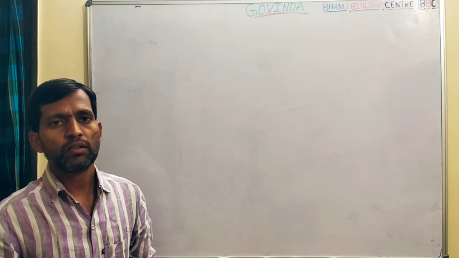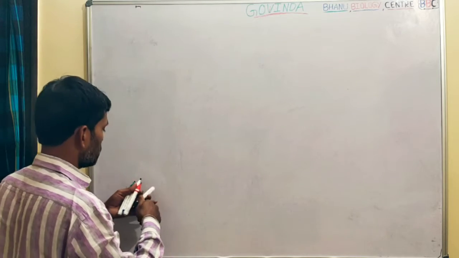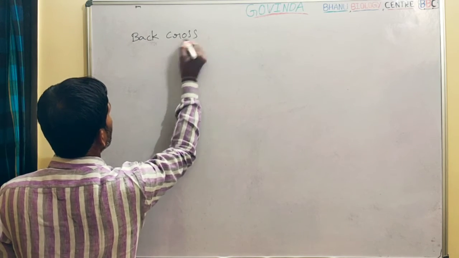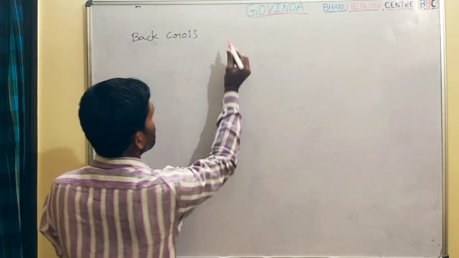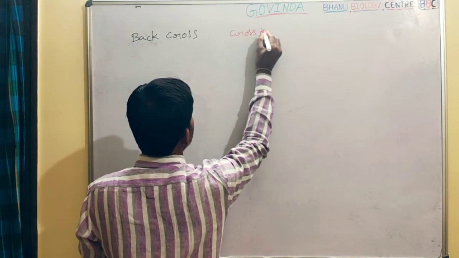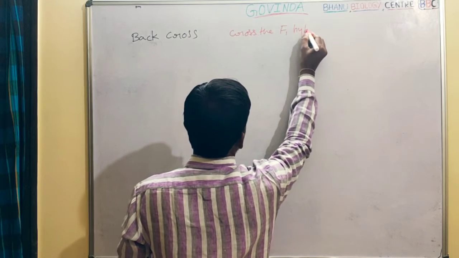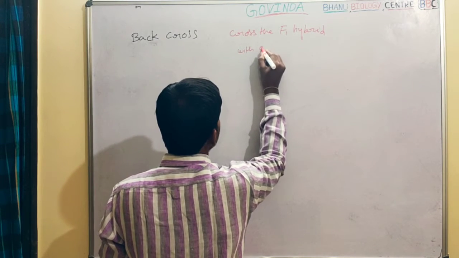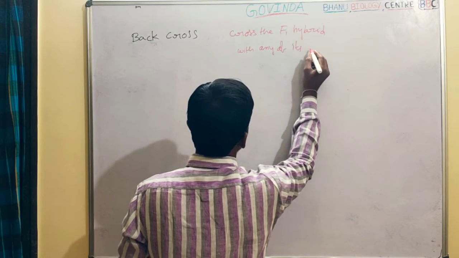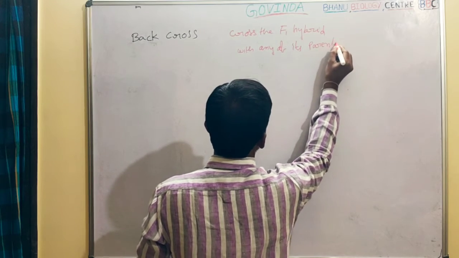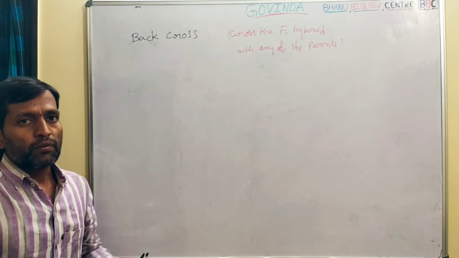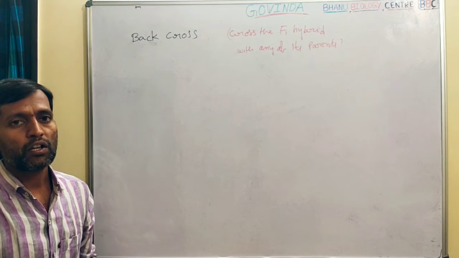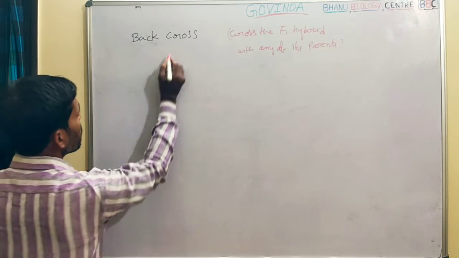In this video, we talk of another concept from the genetics chapter, that is backcross. What is backcross? Cross the F1 hybrid plant with any of its parents. Crossing of F1 hybrid plant with either of its parents, like a dominant parent or recessive parent, is called a backcross. Backcross is of two types.